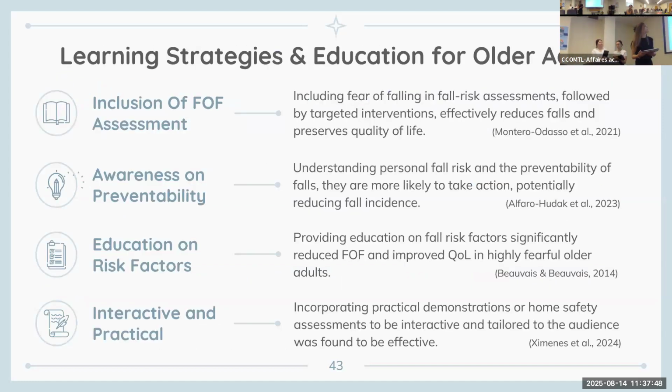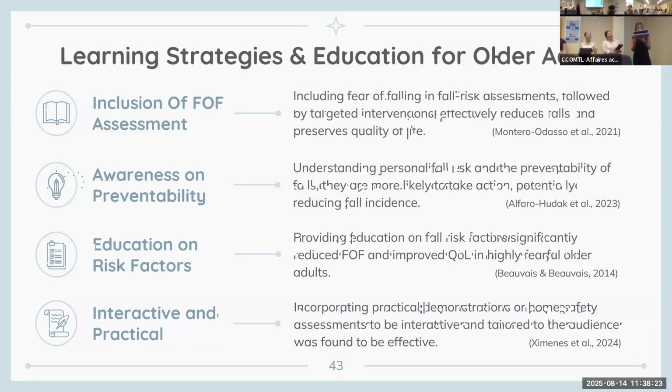So moving on to the learning strategies and education for older adults that we found in our results. So the inclusion of fear of falling assessments. Results concluded that it would be beneficial to include fear of falling in the fall risk assessments, and then following this with education and targeted interventions effectively reduces the risk of falls and preserves quality of life. Awareness of preventability. We discovered that if individuals understand personal fall risks and the preventability of falling, they are more likely to take action, which can in turn reduce fall incidences.